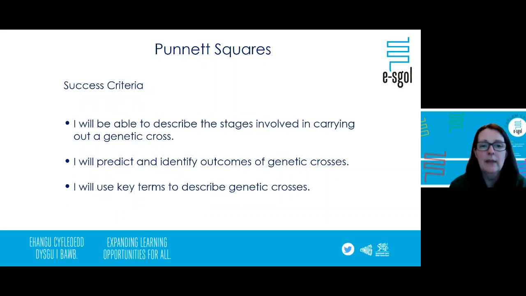Okay, so at the end then, you'll be able to describe the stages involved in carrying out a genetic cross. You'll be able to predict and identify these outcomes and then use the key terms as we go through. So I've got some example questions as well to have a go at, and we will use the key terms as we go through to make sure that you are getting more and more familiar with them, because this is one of the areas, I think, in GCSE biology where there are a lot of key terms that you need to be familiar with. And it's not just you being familiar with them, it's that they might appear in a question, so you will need to know the meaning of these terms.